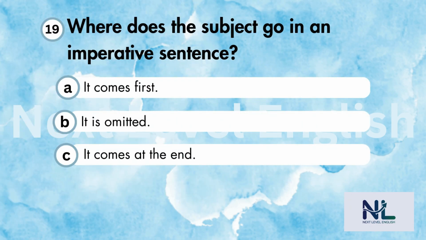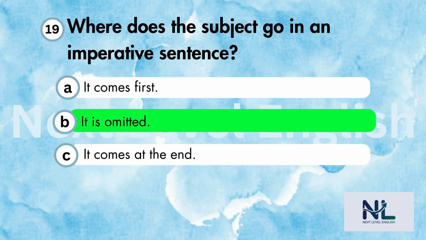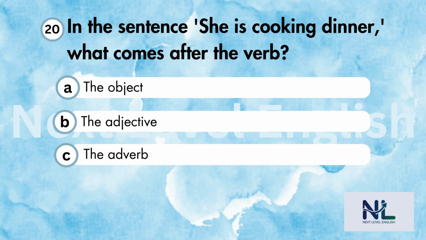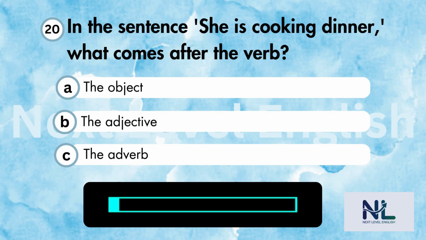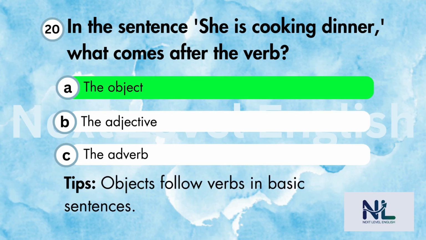19. Where does the subject go in an imperative sentence? It is omitted. Tips: the subject is omitted in imperative sentences. 20. In the sentence "she is cooking dinner," what comes after the verb? The object. Tips: objects follow verbs in basic sentences.